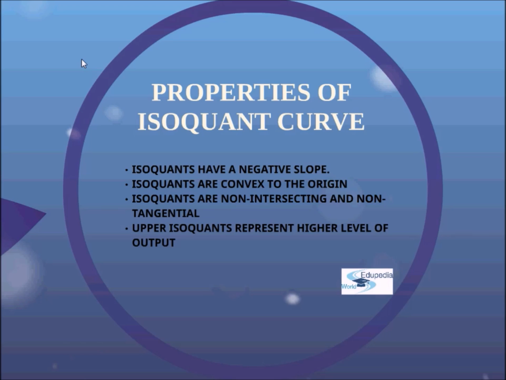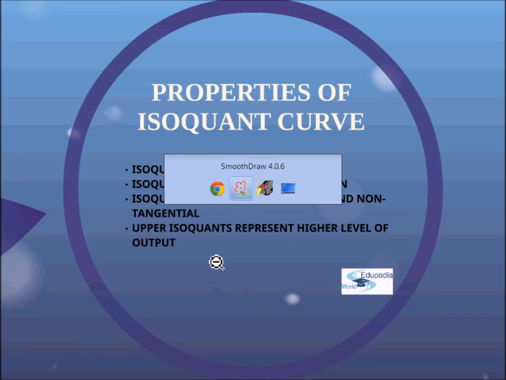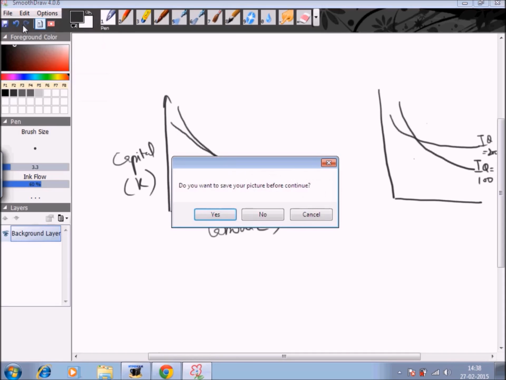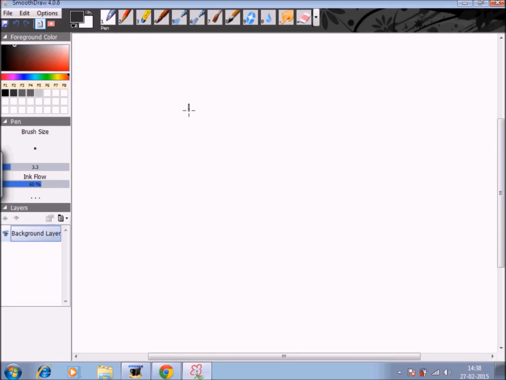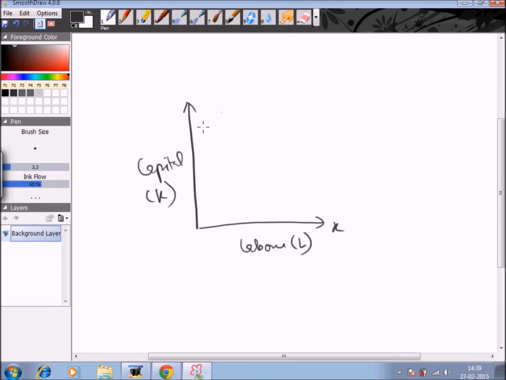The last property of isoquant curves is that upper isoquants represent a higher level of output. This means that, suppose I draw an isoquant curve here, on the x-axis I show labor, and on the y-axis I show capital. If I draw one isoquant curve like this and the other isoquant curve, this is isoquant curve 1 which denotes 100 units of output produced, and this is the other isoquant curve which denotes 200 units of output produced.